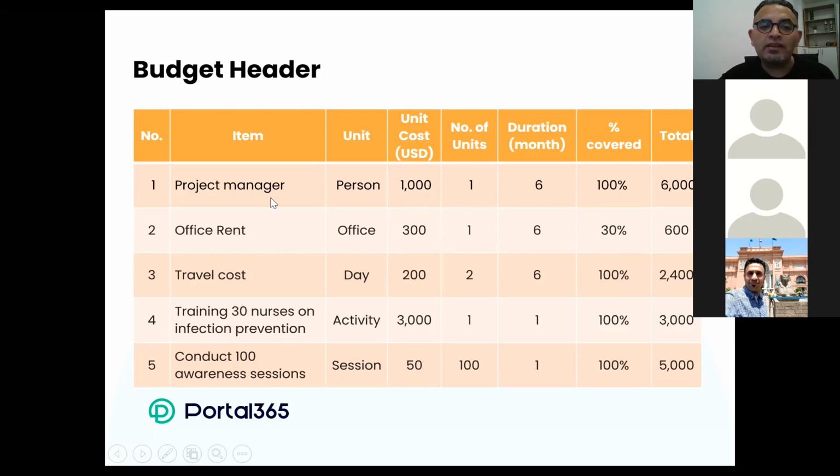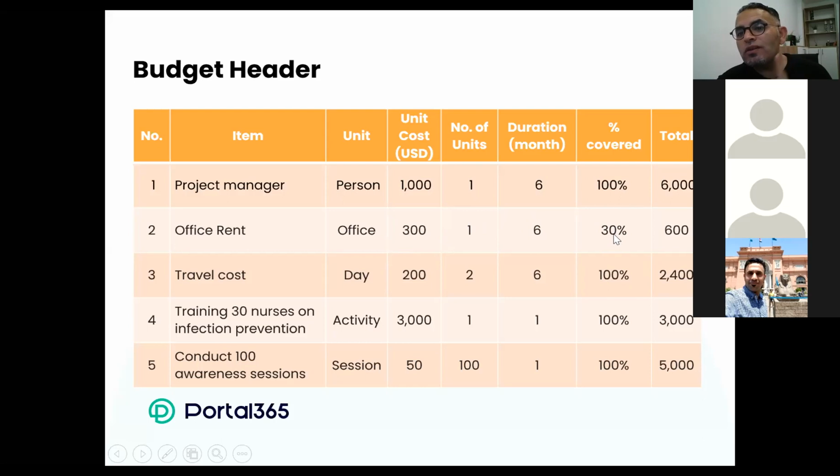So for this item, the project manager for 6 months at a $1,000 salary a month will be 6,000. The same for office rent. The unit for office rent is office, so this cost is for one office for a month. So $300 for one office because the number of units is 1. So 300 by 1 by 6 months.